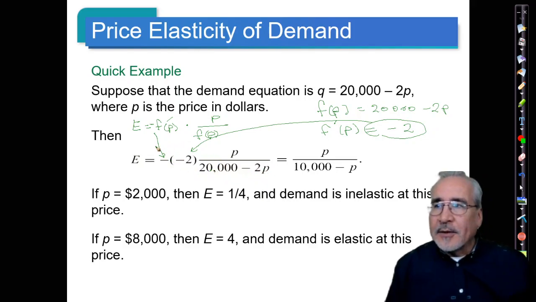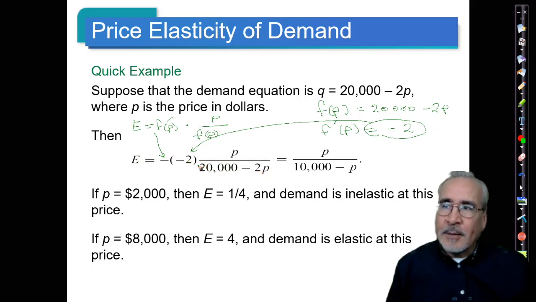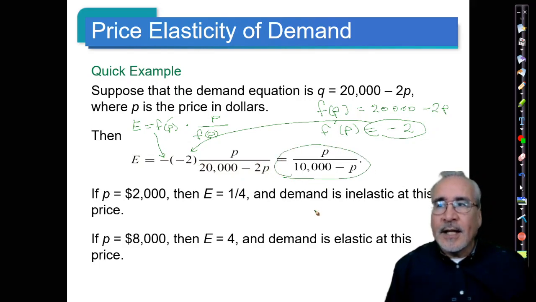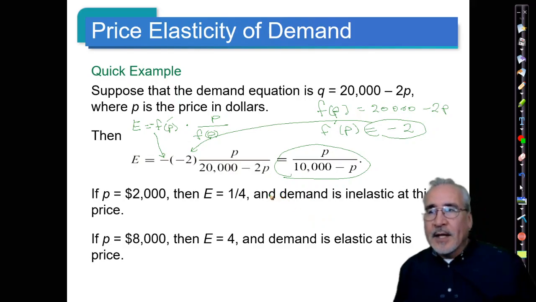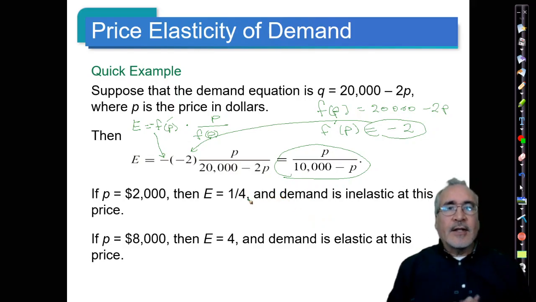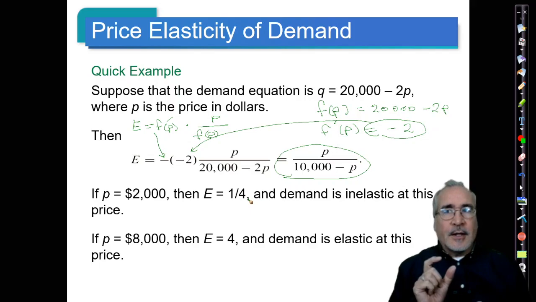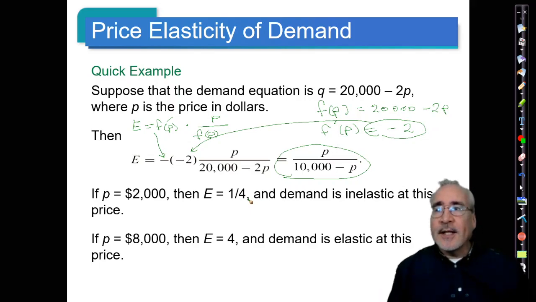So what they do is they do some math. Negative and negative makes this a positive, and then 2, we can distribute it over these. The 2 on the top cancels. This becomes 10,000. That becomes just P, and so this is our elasticity function. And then what we do is we can test it at various prices to get to see what E is going to be.